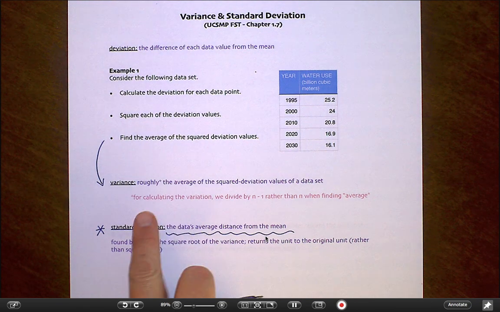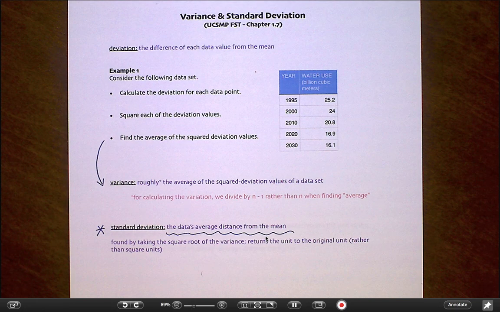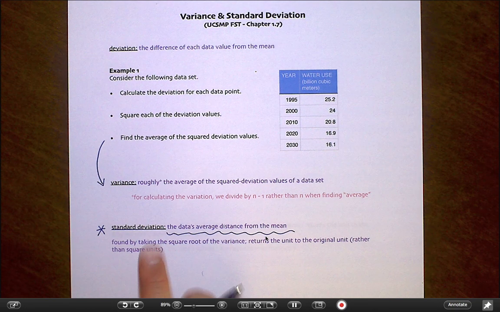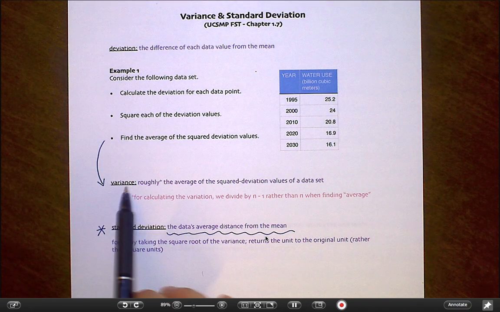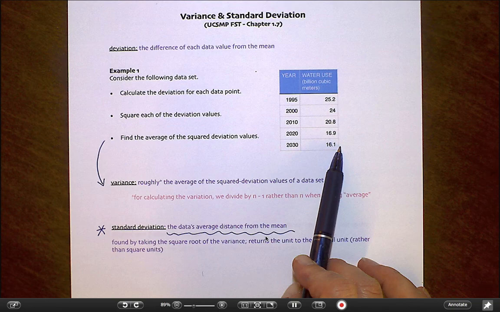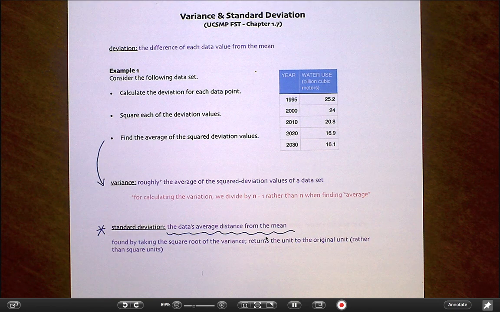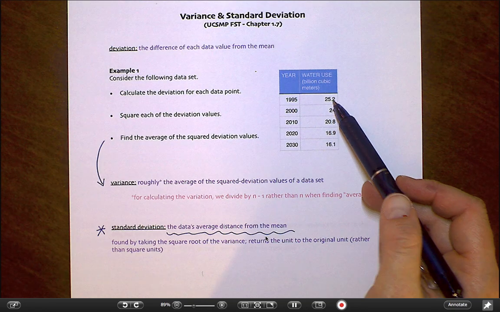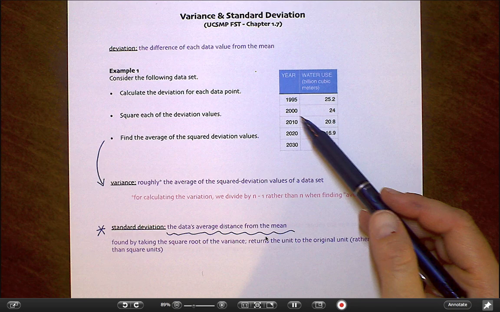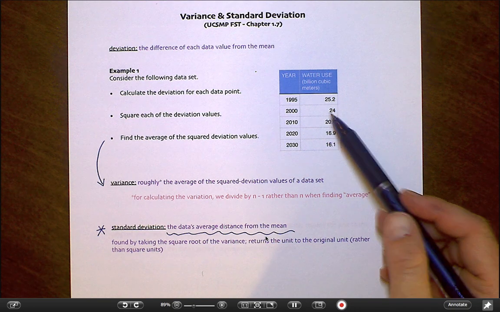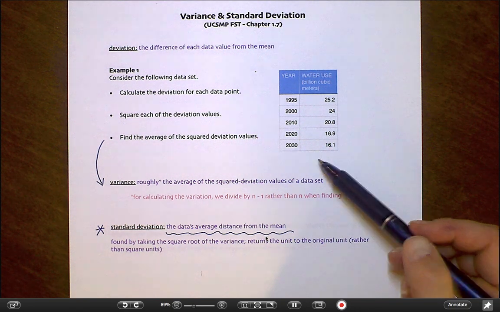And I say roughly, there is one tiny thing that we change up in our calculation of the variance, but I wouldn't stress about that right now, especially since we're not actually learning how to do it by hand. So the variance is the average of those squared deviation values. Now, that's all fine and good, except when we squared everything, that number is kind of meaningless because we squared it. So we're no longer talking about water use. We're no longer talking about cubic meters. We're talking about cubic meters squared. And that doesn't make sense in the context of our original data.